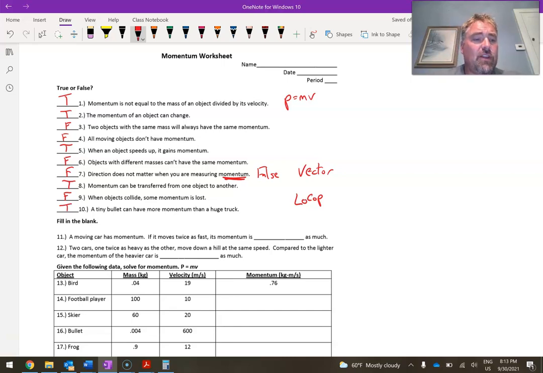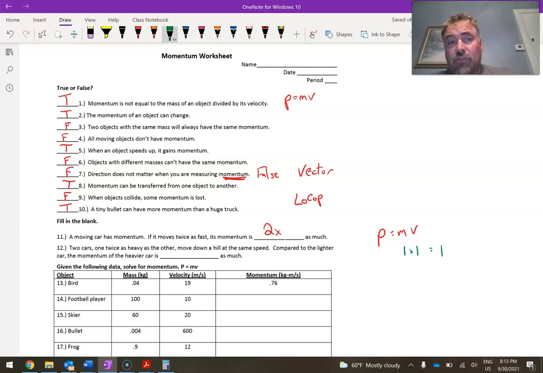All right, looking at number 11: a moving car has momentum. If it moves twice as fast, its momentum is going to have to be 2 times as much, because P is equal to m times v. The easiest way to do these is just to make up numbers. Let's let the mass be 1 and the velocity be 1. If we multiply those, that gives us a momentum of 1.